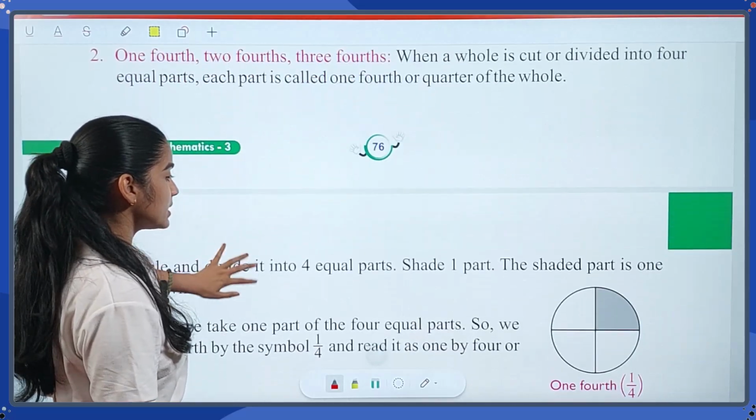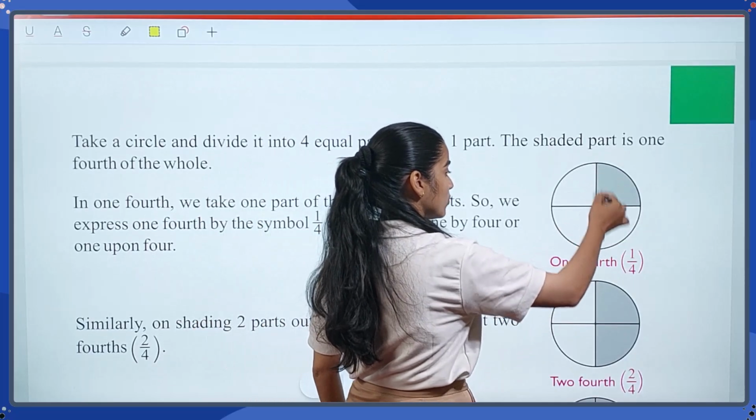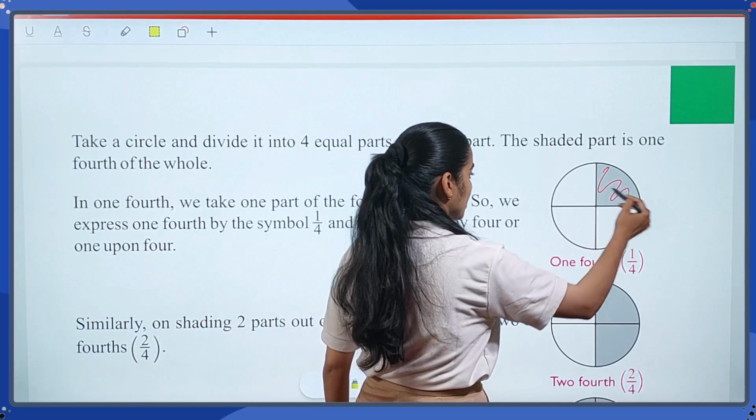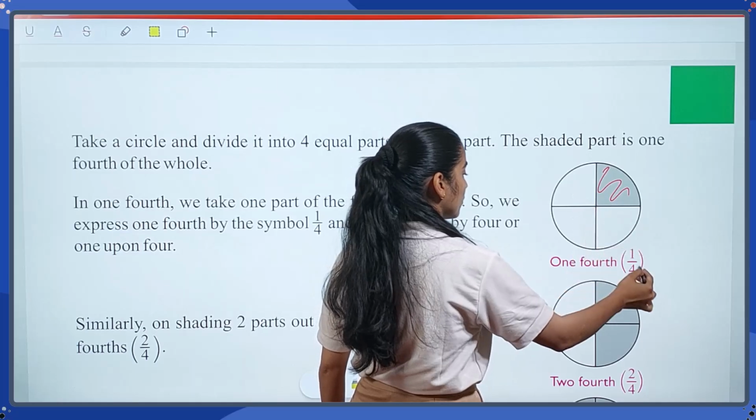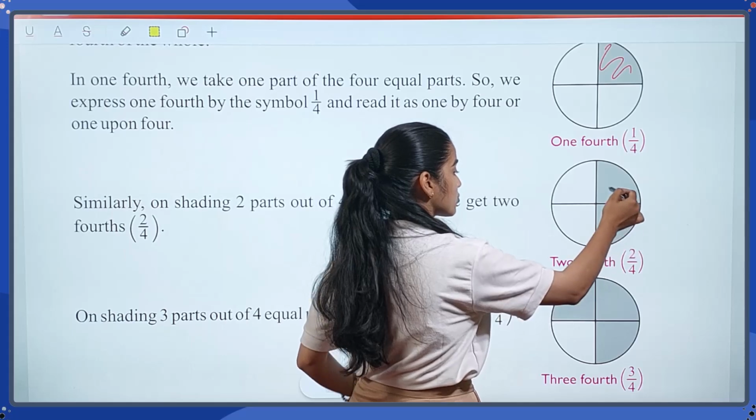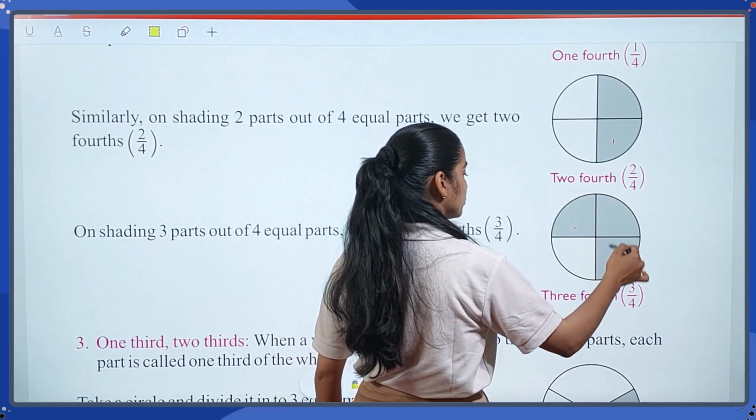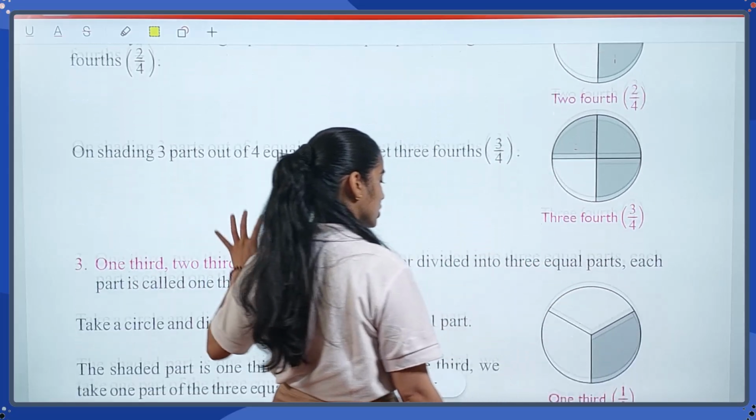Now 1/4, 2/4, 3/4. This is your 1/4. Now we are dividing our circle into four parts and shading only one part. So 1, 2, 3, 4. Total 4 parts and shaded only 1, so 1 by 4. Then how many parts are shaded? 2 are shaded, so 2 by 4. Then how many parts are shaded? 1, 2, 3. So 3 by 4 is the shaded part.